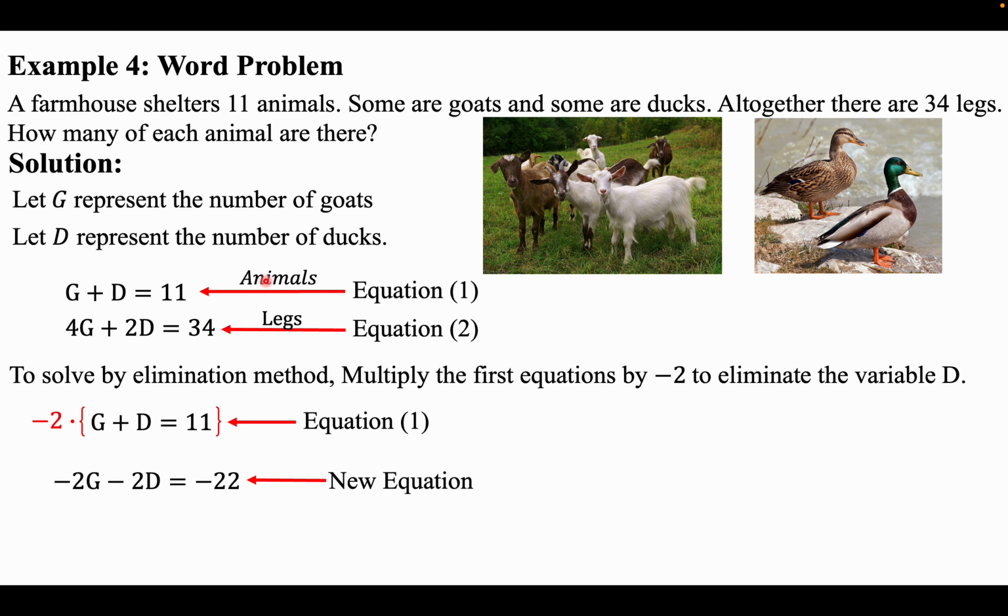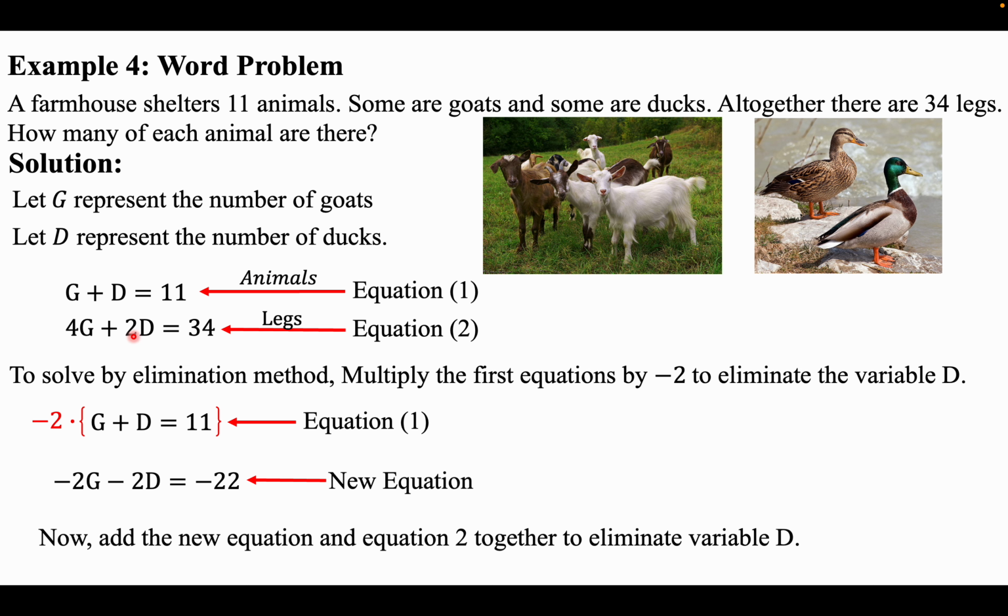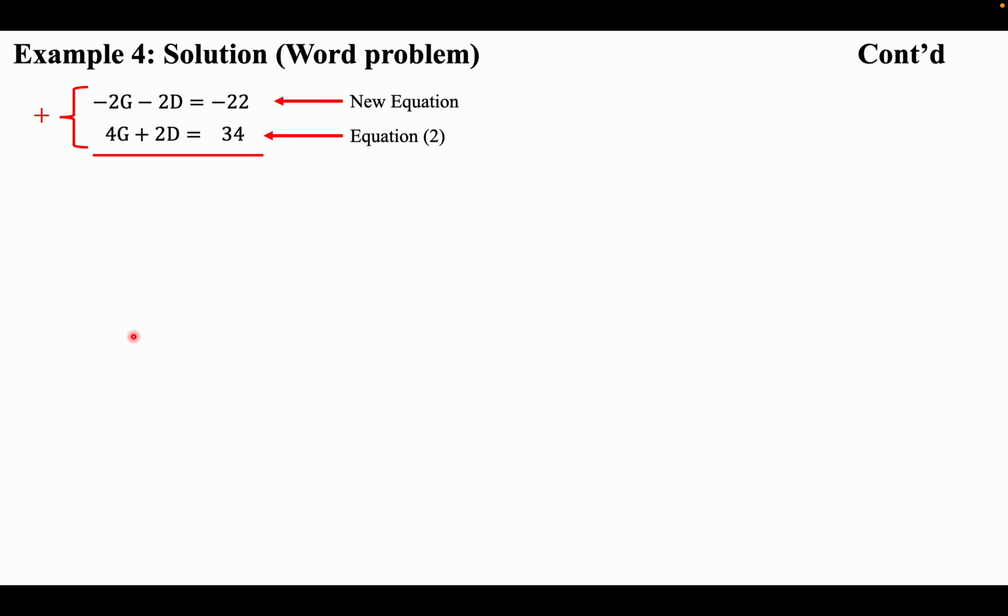Now we're going to add that new equation with equation 2 to eliminate the variable D. Right? Negative 2G plus 4G gives you 2G. The 2D's cancel. And then you'll end up with 12 over there. And then if you divide both sides by 2, you get G equals 6. That means there are 6 goats on the farm.